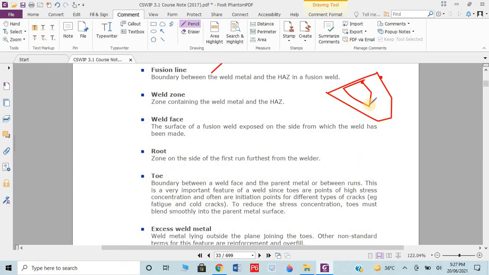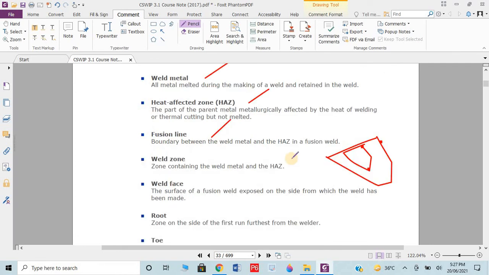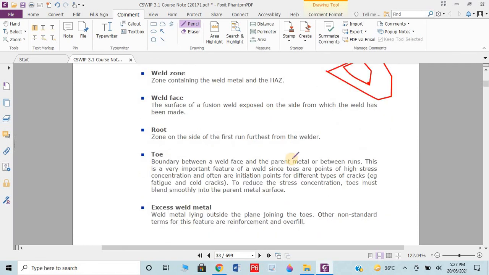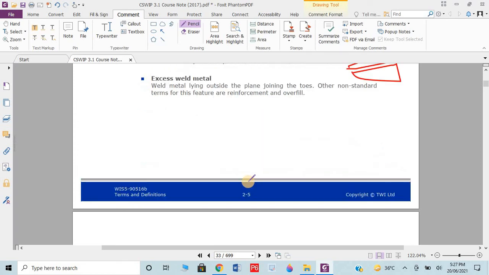Then we have the root, the bottom side of the weld. Then we have the toe, the corners of the weld. Then we have excessive welding. Beyond the actual welding we have the design welding, and any extra welding is known as excessive welding.